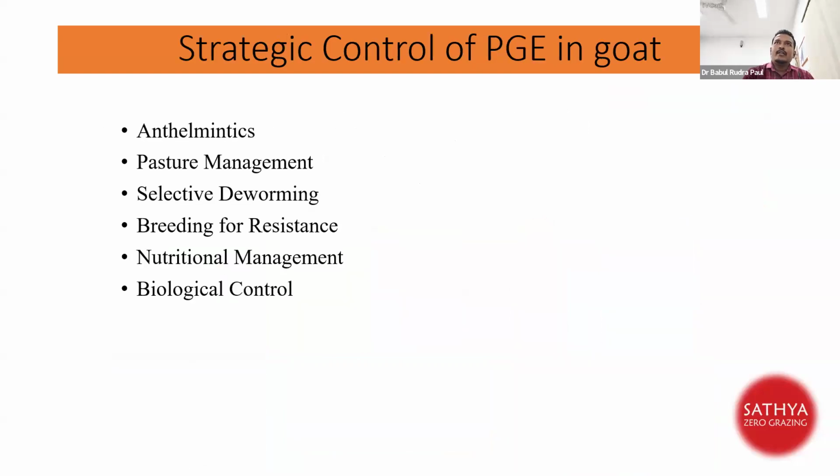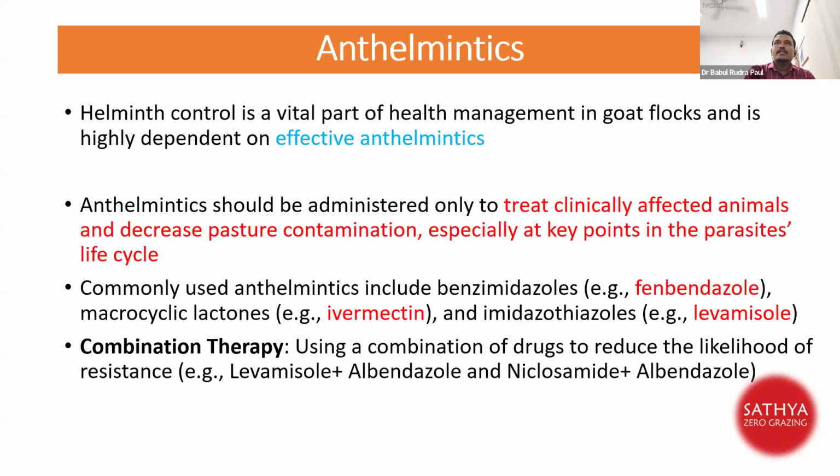If we say the strategic control of the parasitic gastroenteritis, it is an integrated approach. So in the integrated approach, we have to combine different methods. The first one is that we have to judiciously or selectively select the anthelmintic. The second one is pasture management and selective deworming, breeding for resistance, nutritional management, and biological control.